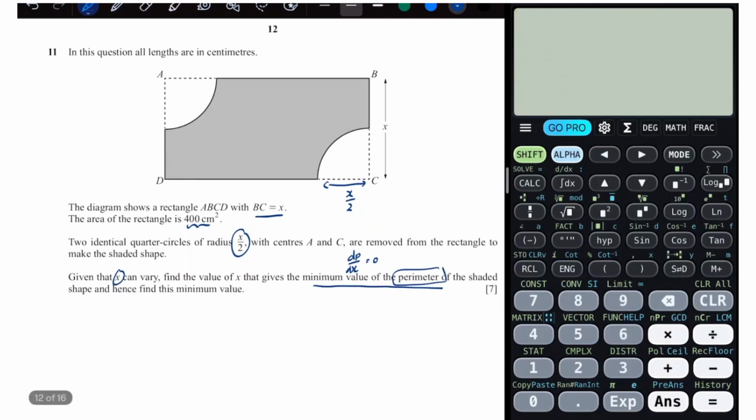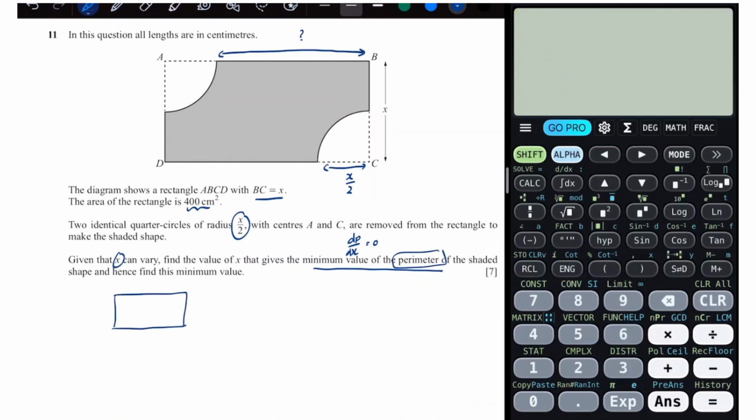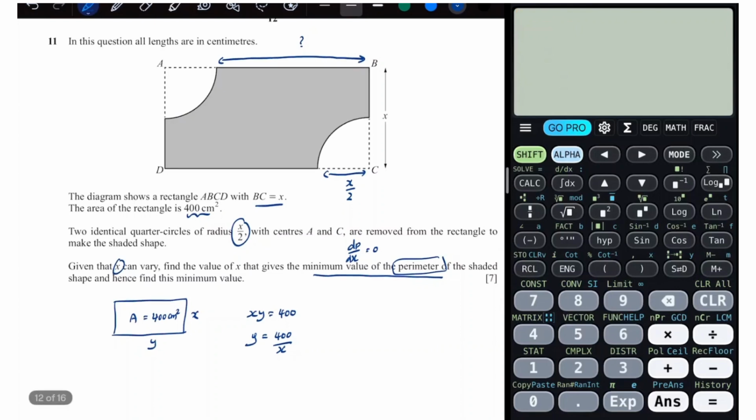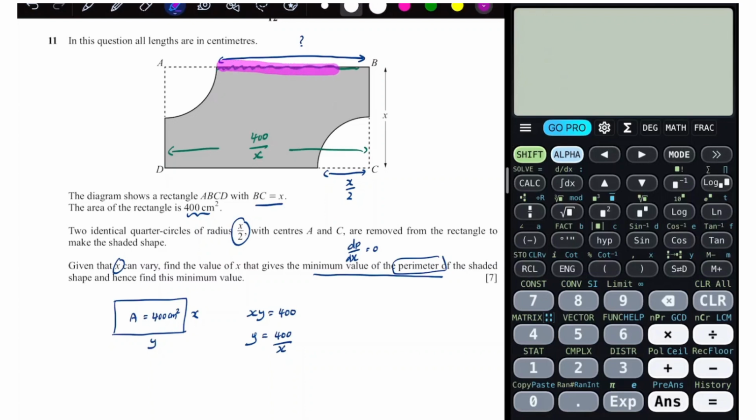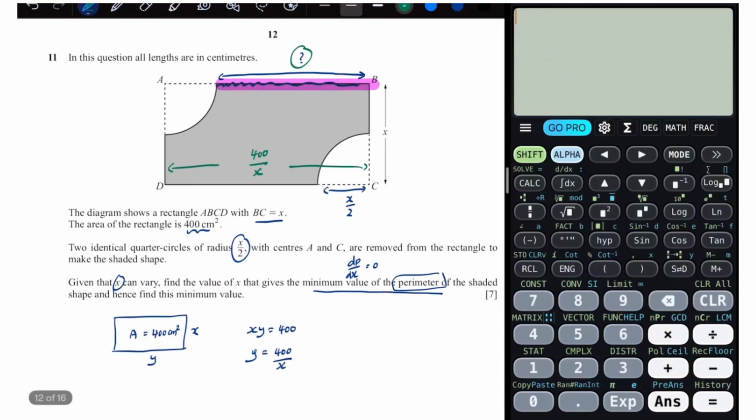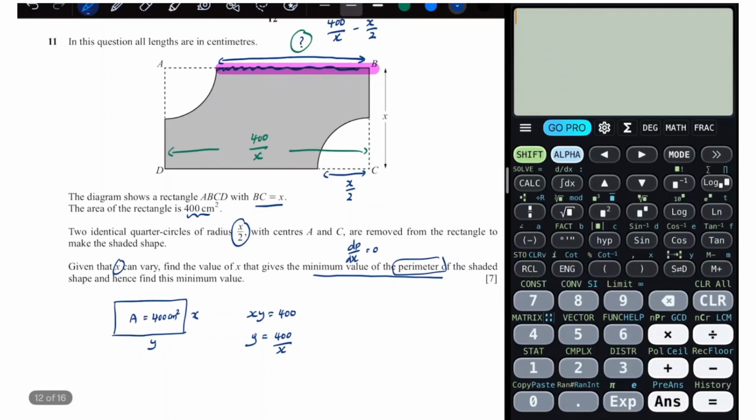So first our task is to look for the side here, but how are we going to find it? So given that the entire area of the rectangle is 400 cm squared, right? So we could have done xy is equal to 400, y is equal to 400 over x. So that means that the entire length from here to here is 400 over x, but we need only a short part, the part over here. So that's gonna be 400 over x minus x over 2. So that's gonna be the side, the longer side after deducting the radius.